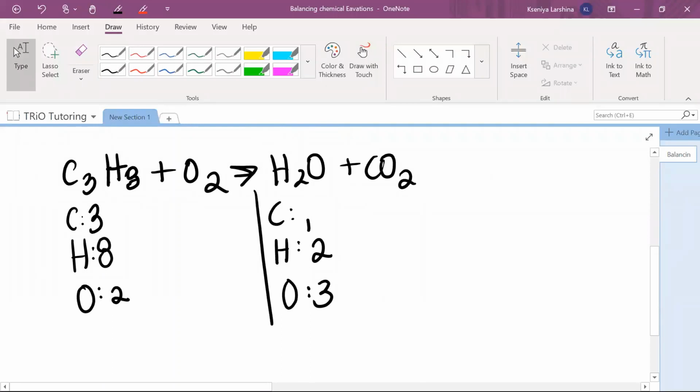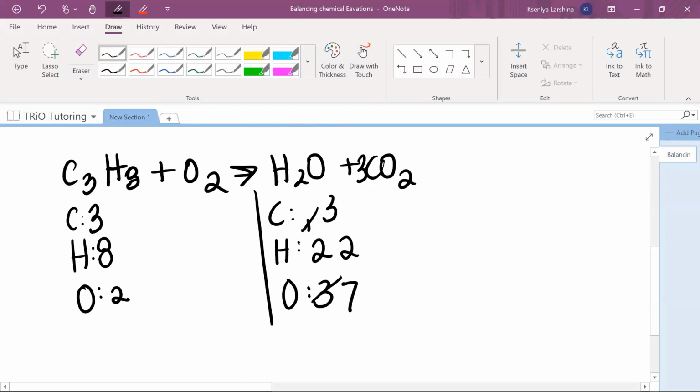So the first way is writing out how many carbons you have. Since you have 3 carbons in your propane, now you need to balance how many carbons you have on your product side with your carbon dioxide. So you can write 3 for your carbon dioxide. Now you have 3 carbons. You have 3 times 2, 6, plus 1, 7 oxygens, and you still have 2 hydrogens.